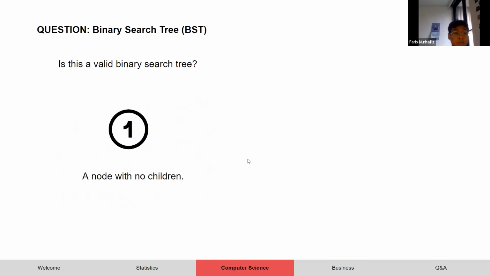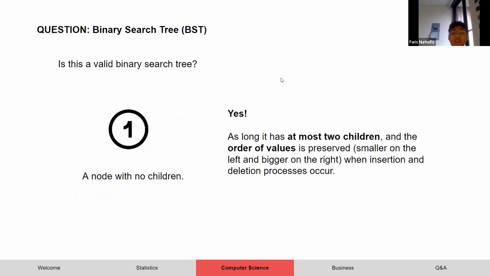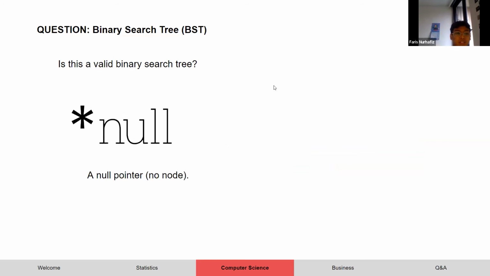Next, is this a valid binary search tree when we are dealing with a node with no children at all? Let's have 5 seconds to think about it. And the answer is yes. As long as it has at most 2 children and the order of values is preserved, which is smaller on the left and bigger on the right, when insertion and deletion processes occur, then this is actually a valid binary search tree. How about a null pointer instead?